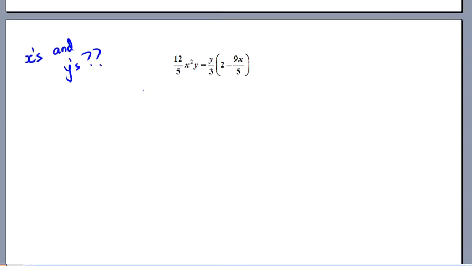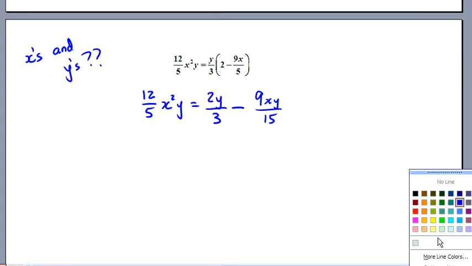So I'm happy with that 12/5 x squared y, but over here let's distribute. Distributing, we're going to have a 2y on top of a 3, and then minus, okay, a little reducing here. We're going to have a y hitting the 9x on top of the 15. You can write it like this, 9xy all on top of 15 if you want, or you could have reduced it a bit. It's not going to make much difference. Either way, you have a 3 and a 5 here.